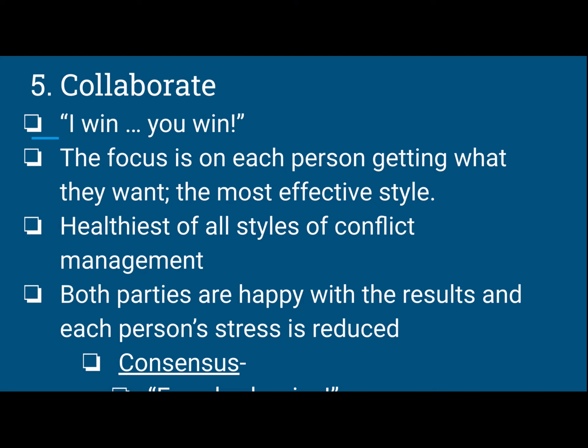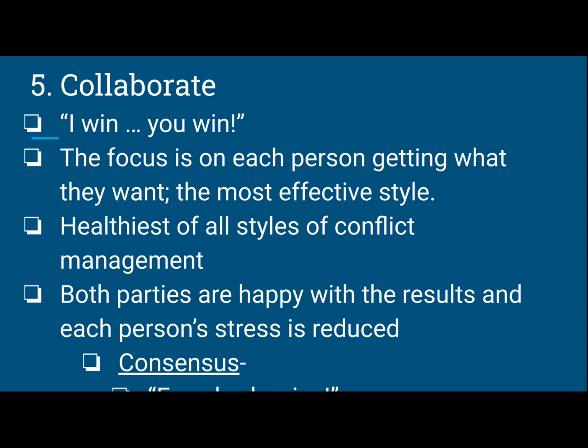And number 5 is to collaborate. So that when you collaborate, it is a win-win situation. We both are going to win. The focus in collaborating is on each person getting what they want. I also want to be clear that collaboration is the most effective conflict management style. It's the healthiest of all of them. And that is because both parties are happy with the results and each person's stress is reduced.